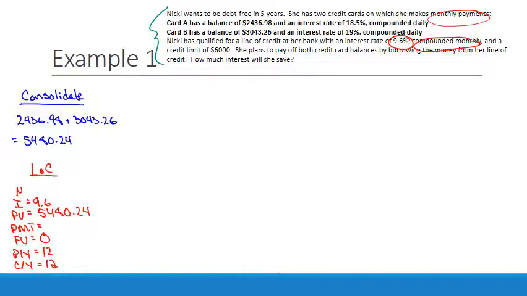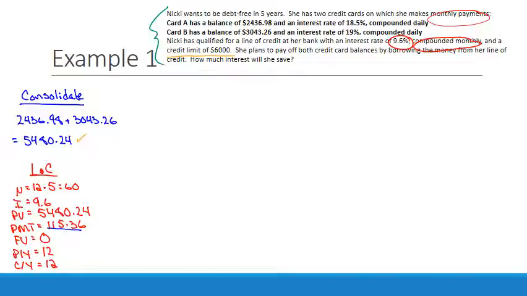Now, another thing I kind of glossed over is that in this question, it says there's a credit limit of $6,000. What that means is Nikki can't borrow more than $6,000. So she can borrow up to $6,000. And you can see our value here is just under it, so she's fine with that. Okay, so we've set up the line of credit. The end value is going to be the exact same thing. There's 12 payments a year times 5 years, so 60 payments. Okay, so her new payment will be $115.36.